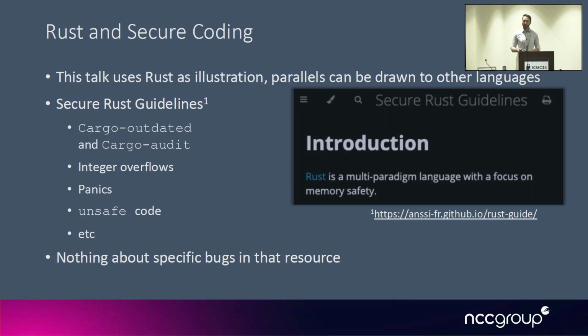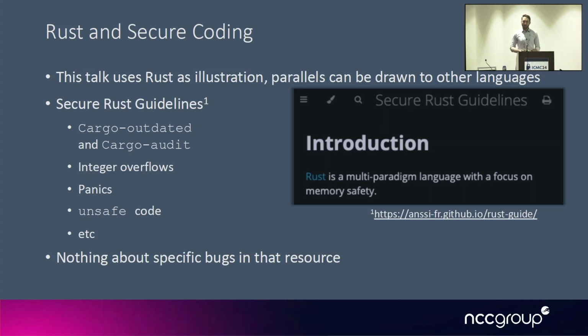Some parallels can be drawn to other languages, so I'm going to have about 5 very specific examples. Some of them only apply to Rust, but some of them are also applicable to other languages as well. And so I'm also hoping that this talk will be an introduction to Rust for the people who have not seen it before. And for the people who have seen it before, maybe it will be a good reminder of the type of programming practices that should be followed.